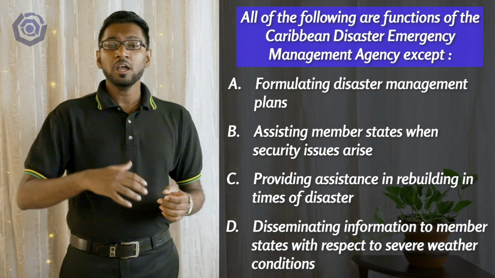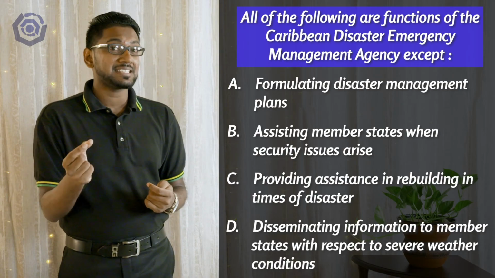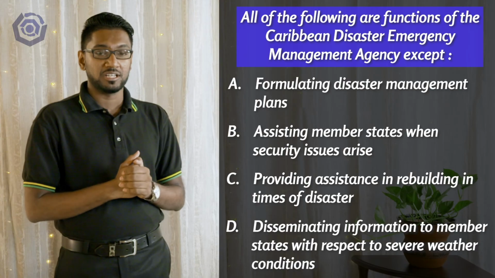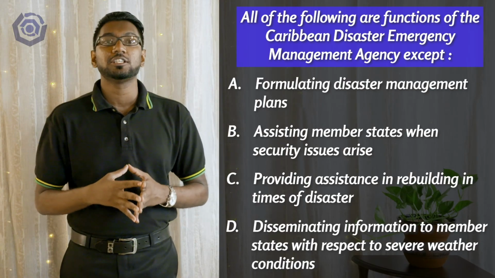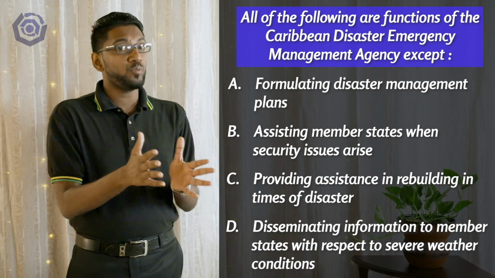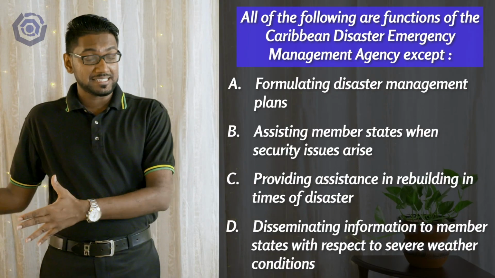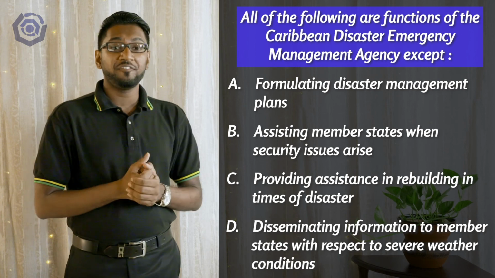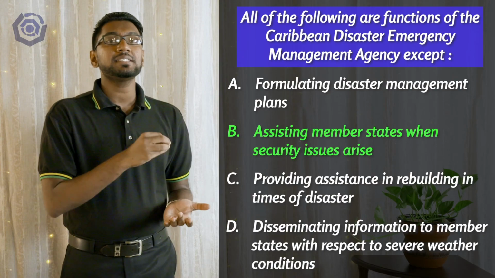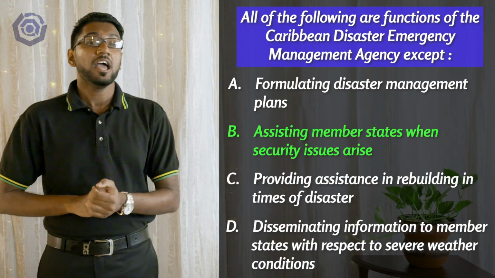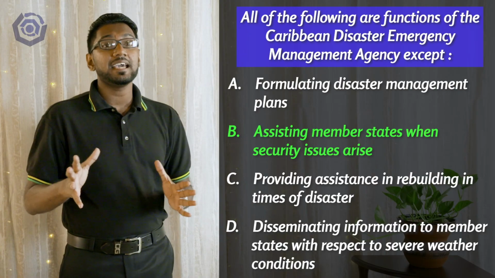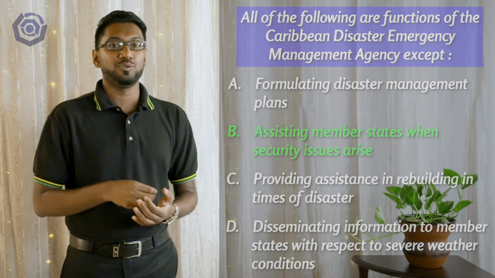Is it C? Providing assistance in rebuilding in times of disaster. Yes, we're all about disaster and providing assistance. So C is definitely a function. What about D? Disseminating information to member states with respect to severe weather conditions. Severe weather conditions have a lot to do with potential disasters. So I would say D is also a function. So the obvious choice here would be B, assisting member states when security issues arise. If you want to protect your borders from invasion or from threats outside of the region, then you'll need a different agency to deal with that.